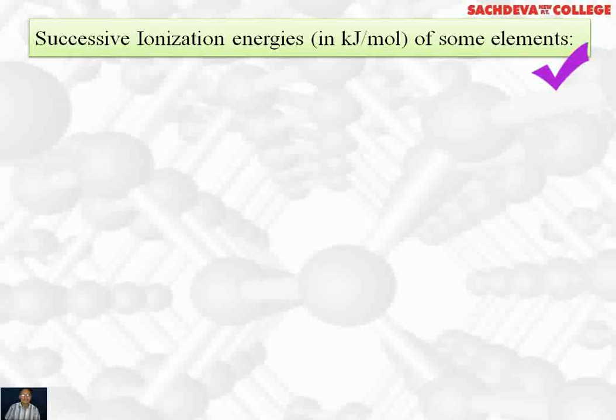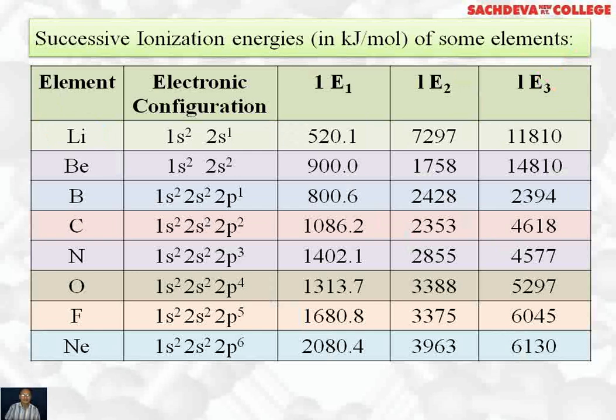Successive ionization energy in kilojoules per mole of some of the elements. Lithium first ionization energy is 520.1 kilojoules per mole, which is lowest. Its second ionization energy is extremely high because after losing one electron, it acquires the nearest noble gas configuration, that of helium. So second ionization energy will be very high.